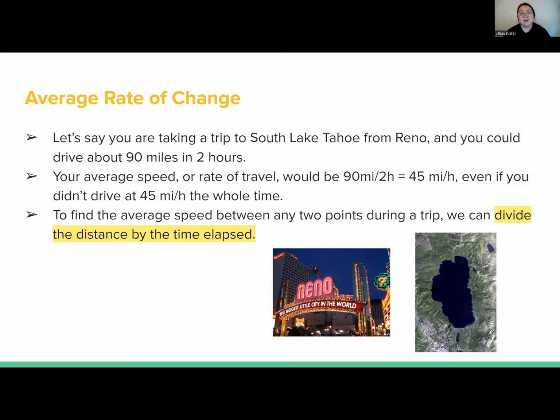since I'm sure you all have traveled somewhere in your lives before. If you were like me, that annoying kid in the back of the car on a road trip saying, when are we going to get there? When are we going to get there? And things like that. So my dad would make me find the average rate of change so I could know when we would actually most likely get there.